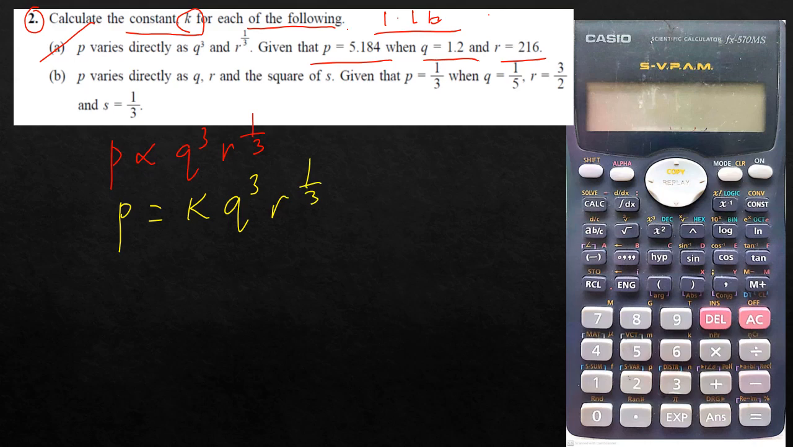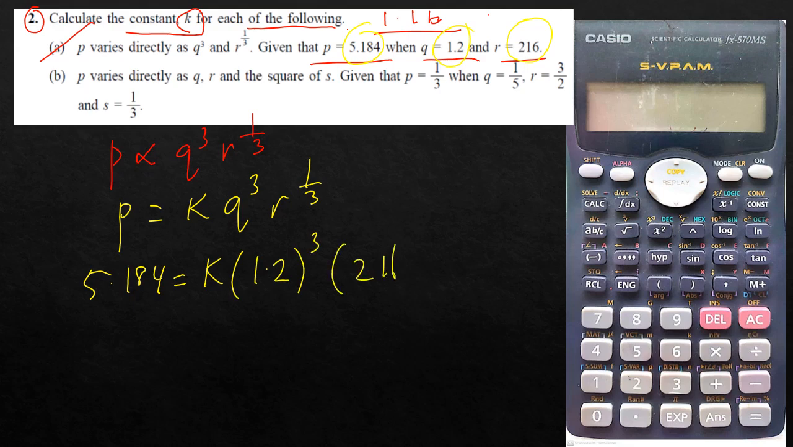So now what you do is just substitute all this. 5.184 equals K times 1.2 power 3, and R is 216 power 1 over 3. You do this part first. Use your calculator. So you'll get this one, 1.2 power 3. Power 3, so you press this shift and then press this one.